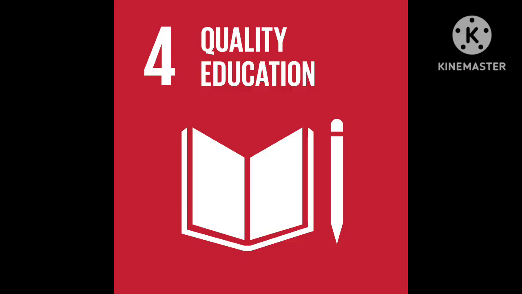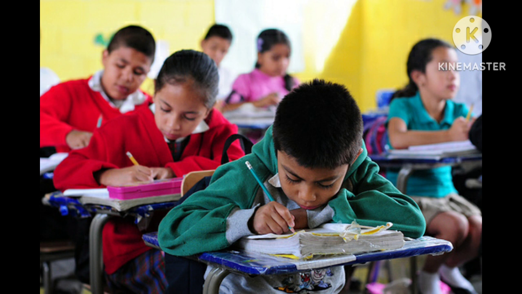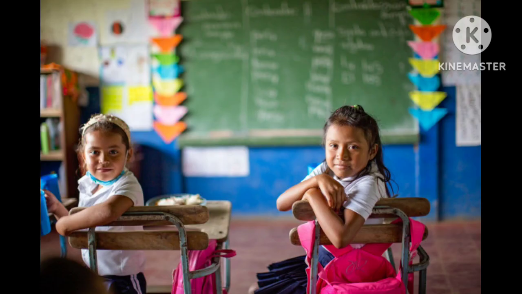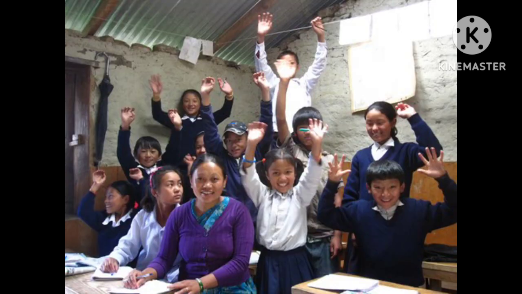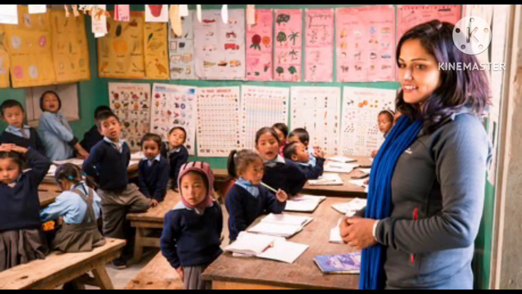Let's move to goal number 4, quality education. Since 2000, there has been enormous progress in achieving the target of universal primary education. The total enrollment rate in developing regions reached 91% in 2015, and the worldwide number of children out of school has dropped by almost half. There has been a dramatic increase in literacy rates, and many more girls are in school than ever before. These are all remarkable successes.